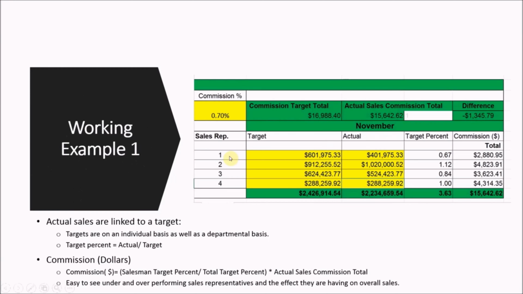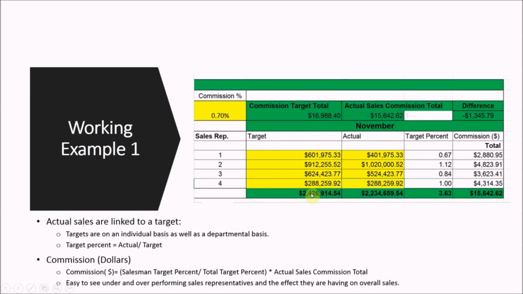So you realize here for the sales rep, their target is about $600,000, but their actual that they met was about 400,000. Which means that the target percent, which is the actual over the target, was 0.67%. However, for sales rep 2, their target was $900,000, but their actual was about $1 million. So therefore, they were 1.12% over. Their target percent was actually 1.12%. So they met their target and they went over their target.